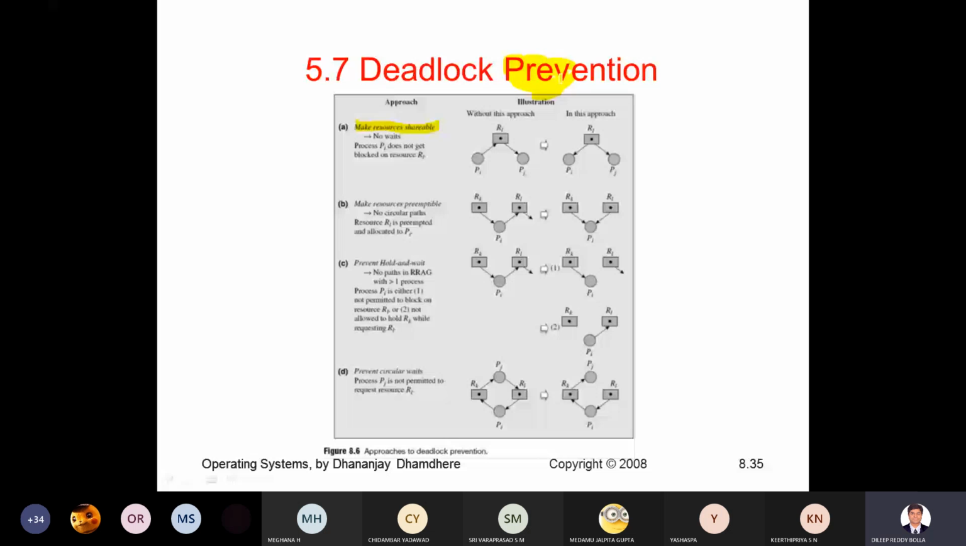Advantage of this is what? No need to wait. Before, P1 had to wait until the other process completed its use of the resource. Now there is no waiting, and process P1 does not get blocked on resource R1. If you see here, the resource R1 is required for process P1, so we don't get any kind of blocking. This helps us in not having to wait any longer. All right, so that's the first technique.